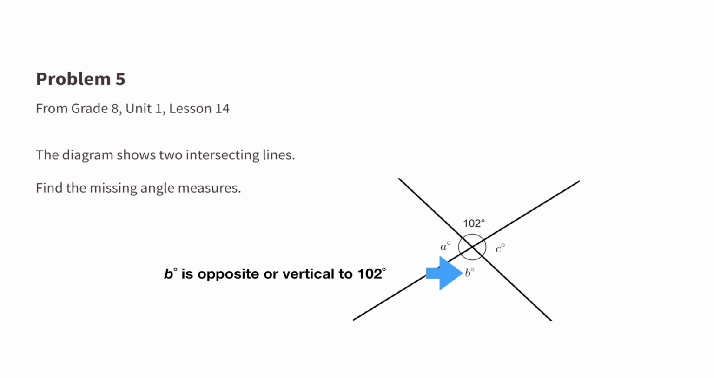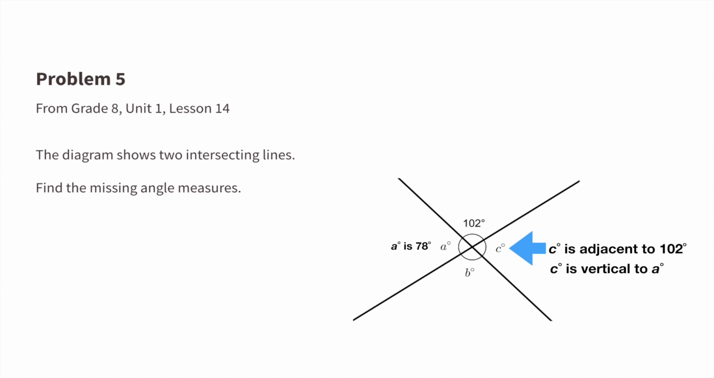B. B is the opposite or vertical to 102 degrees. B has a measure of 102 degrees. C. C is adjacent to 102 and is vertical to A. Since angle A is 78 degrees and angle C is vertical to angle A, angle C is also 78 degrees.